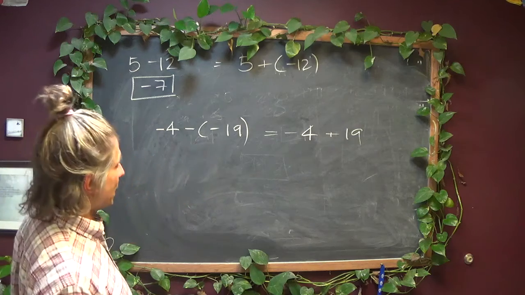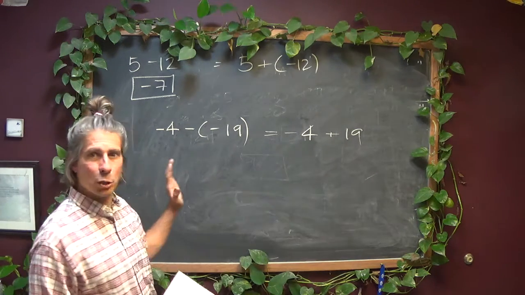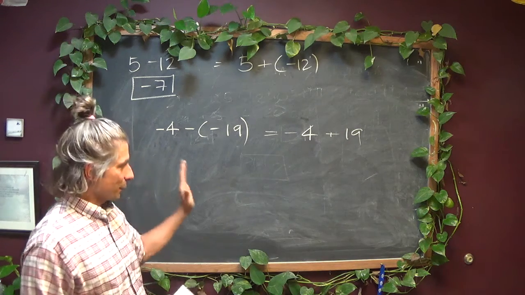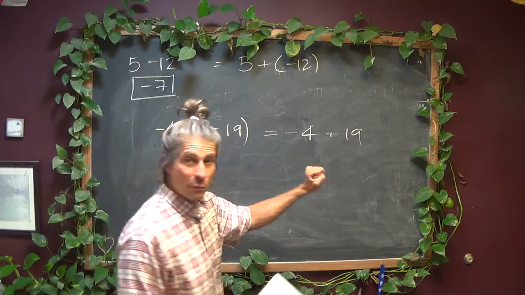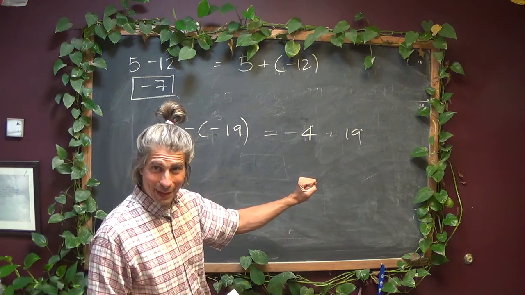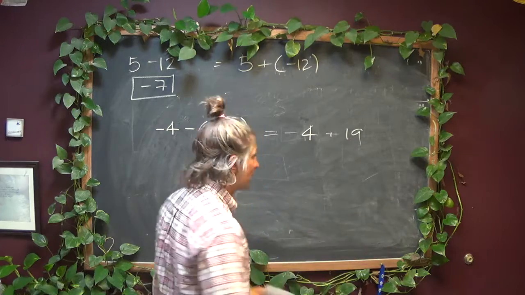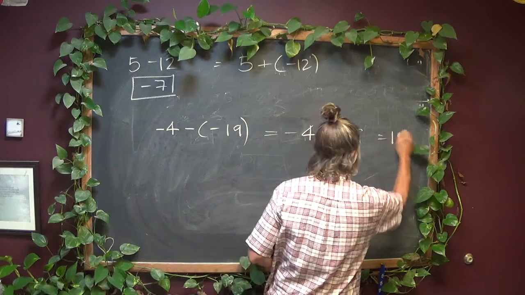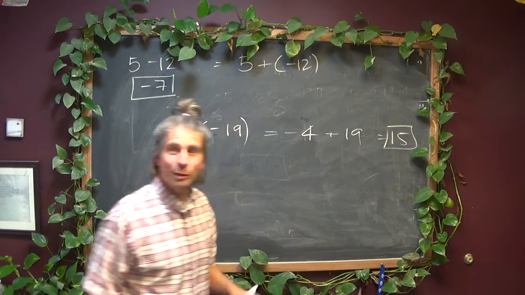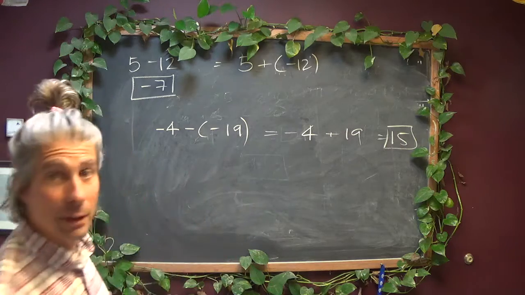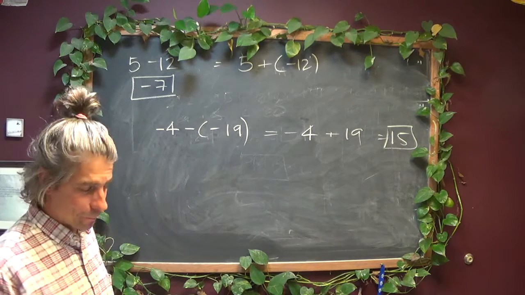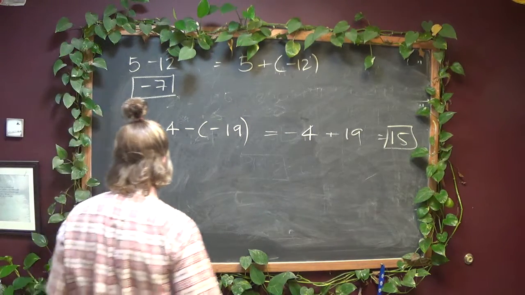So then you end up starting at negative 4, moving to the right 19. Negative 3, negative 2, negative 1, 0. You've moved 4 of the 19. You have to go 15 more, 15 more to get up to 19 above negative 4. Okay?